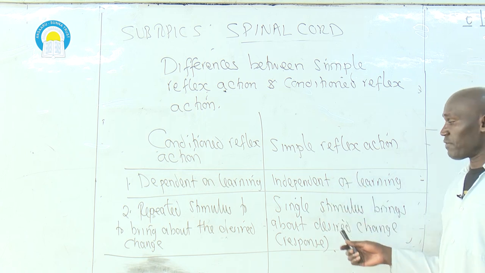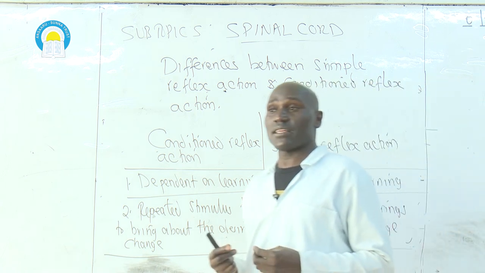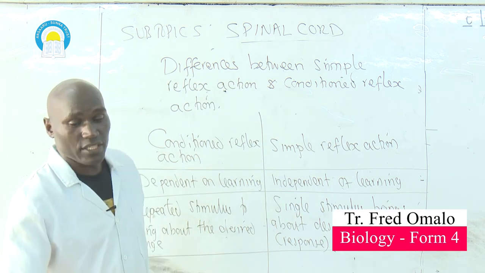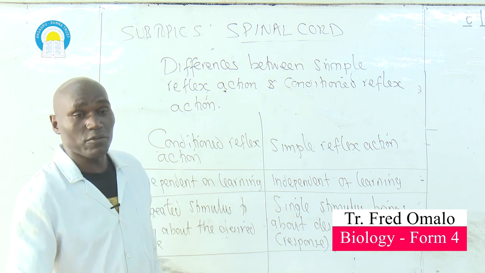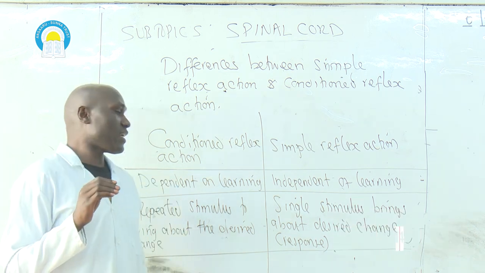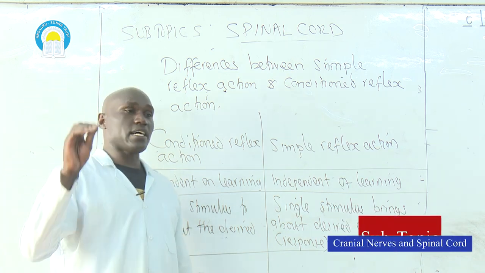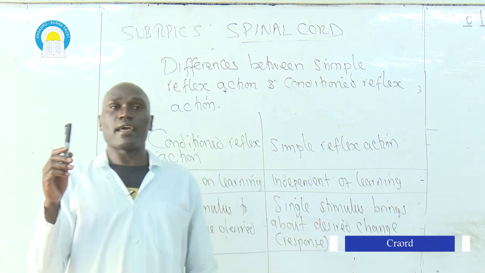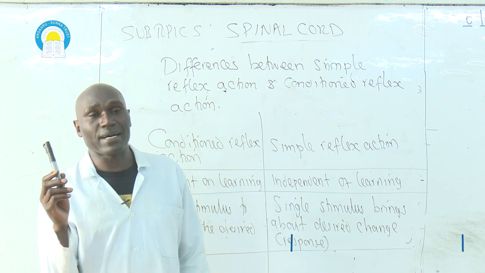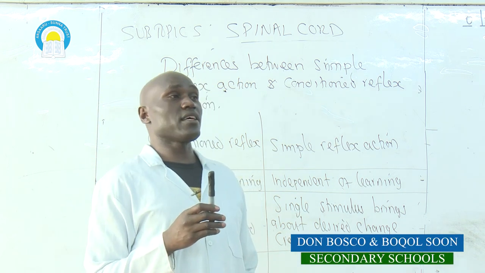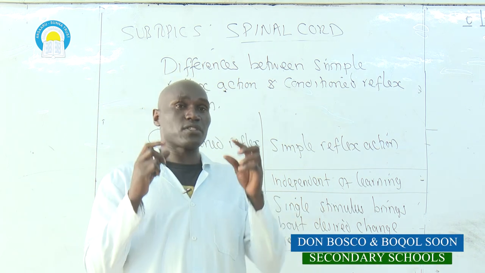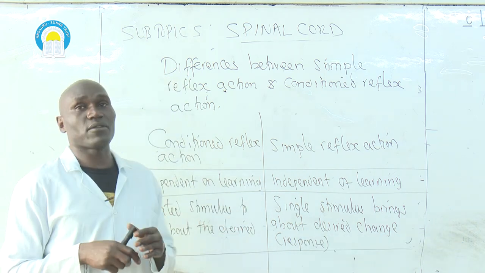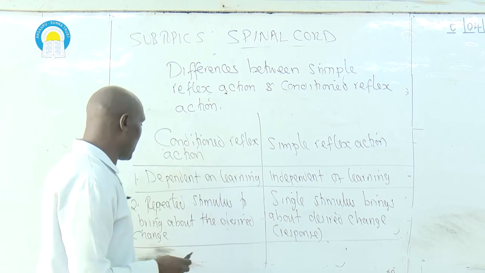In simple reflex action, a single stimulus brings about the change that is needed. For example, when one touches a hot or sharp object, the individual responds instantly. That means it's just a single touch that brings about the change that is needed. If an object, for example, a fly, passes close to the eyes of an individual, the eyes are blinked almost instantly, meaning a single stimulus is what brings about the desired change. Then the last difference.